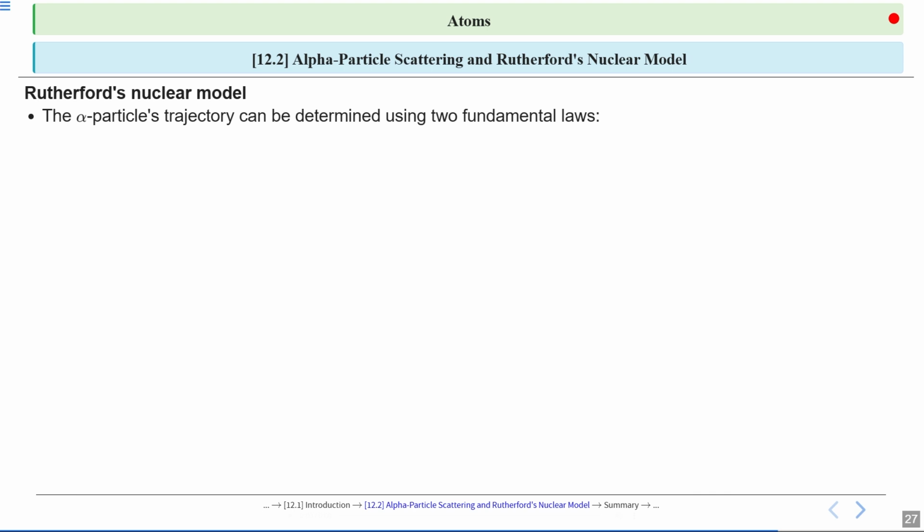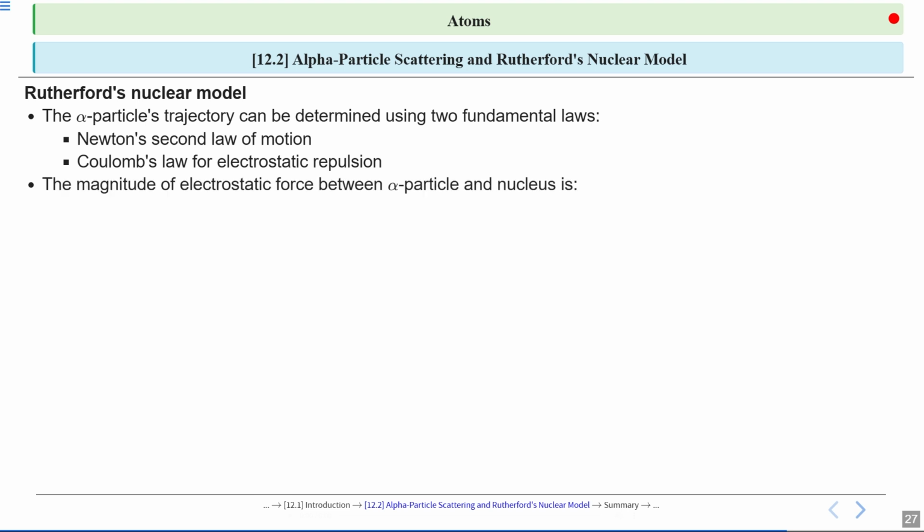So to understand how Rutherford figured this out, let's look at how alpha particles move when they approach a nucleus. Their path can be predicted using two fundamental laws of physics. We will see what these laws are and how they help us understand the experiment. The first law is Newton's second law of motion. This law tells us that the force acting on an object equals its mass times its acceleration, F = ma. This is a basic rule that applies to all moving objects, including alpha particles. The second law is Coulomb's law, which describes the electrostatic force between two charged objects. In this case, it's the repulsion between the positively charged alpha particle and the positively charged nucleus.